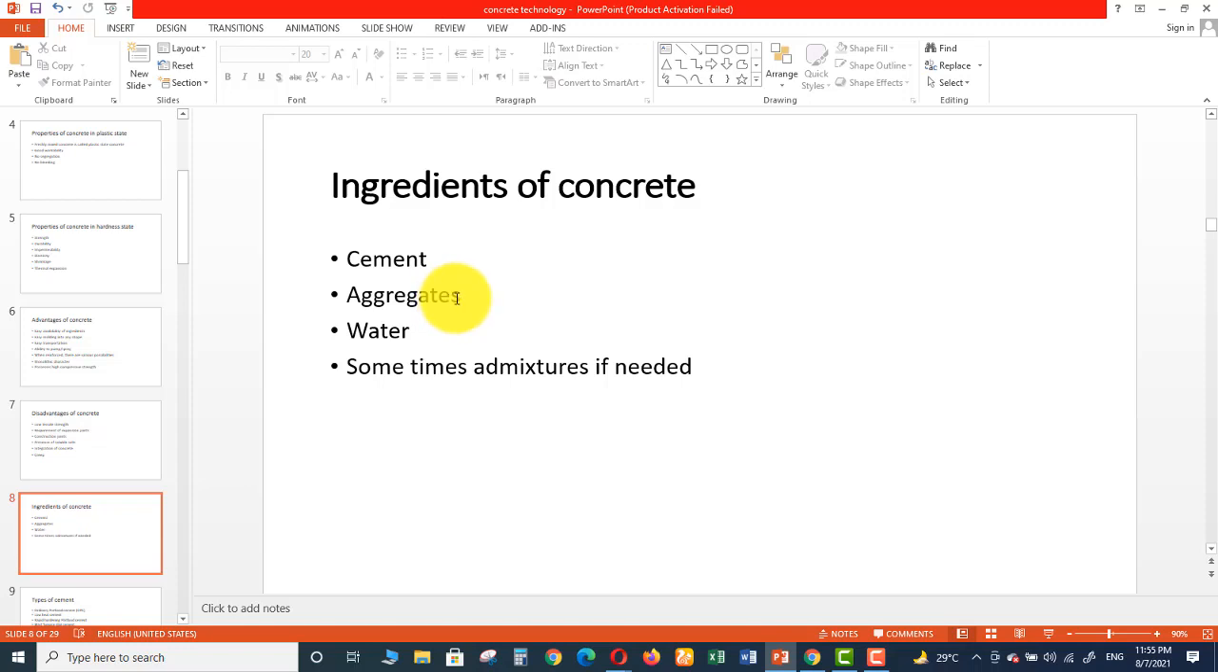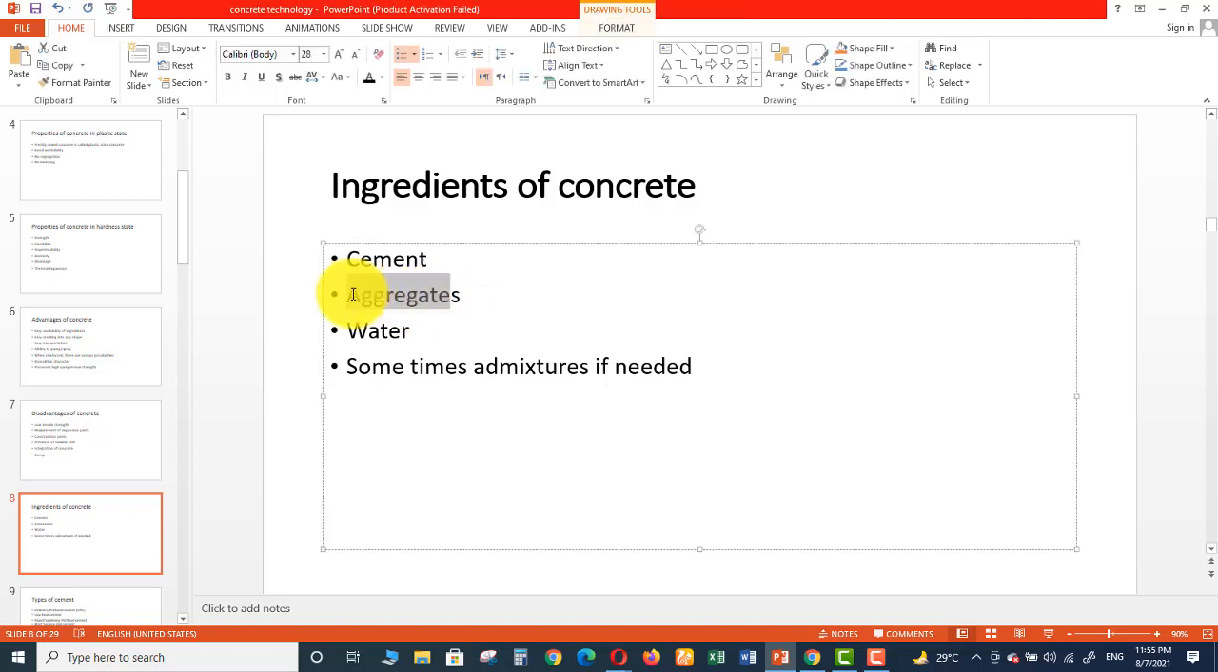The next thing is aggregates. Aggregates are used in concrete to provide economy in the cost of concrete. Aggregates act as fillers only. The main purpose of aggregates is that they are fillers. These do not react with cement and water. There is not any sort of chemical reaction between the aggregates and water or cement. So the only purpose of aggregate is that it acts as a filler, and its second function is that it provides economy to the cost of concrete.